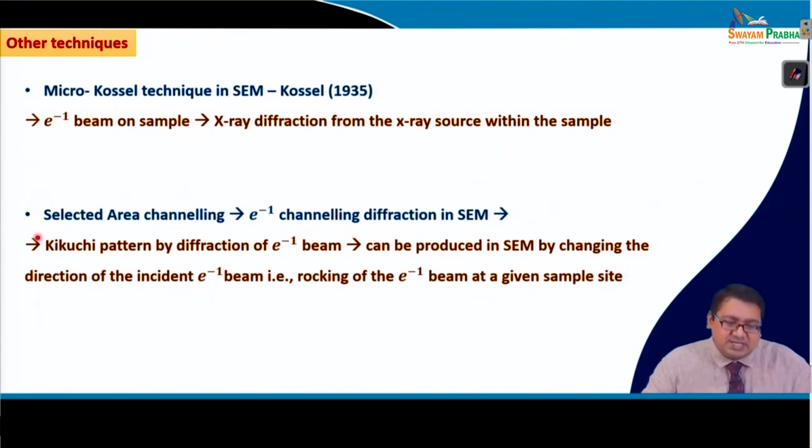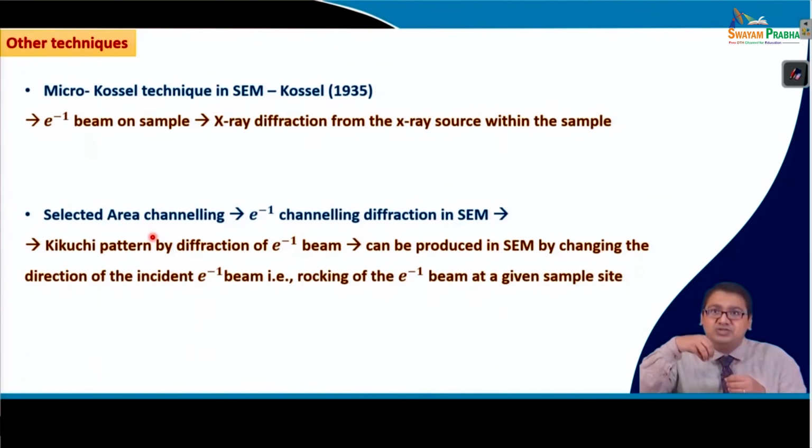On the other hand, another important technique, selected area channeling, is one where the sample in the SEM is not tilted, it is kept flat like that of the TEM. In this case, the electron channeling diffraction takes place in the SEM, and the electron beam falls, and the backscatter diffraction takes place like this, and there is a detector on the top along with the electron gun, and the Kikuchi patterns are obtained on that phosphor screen.